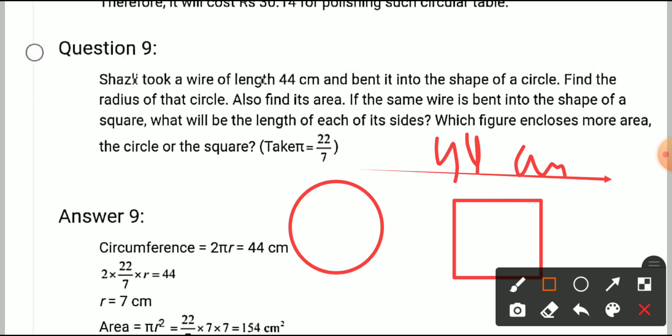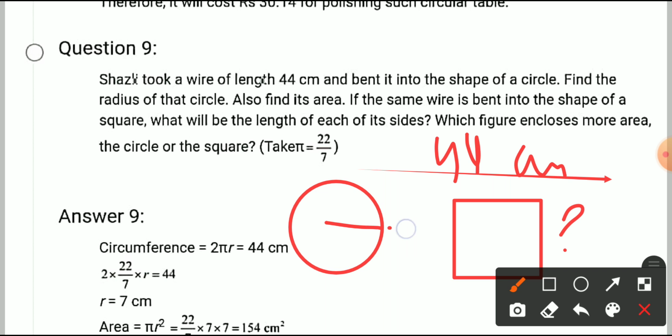We need to find the length of this, radius and the side of a square. Then we need to compare the area, which encloses more area. So here I told you that the same wire is bent into both shapes, first into a circle then into a square. So the length is the same in both conditions. Yes or no? Obviously yes.